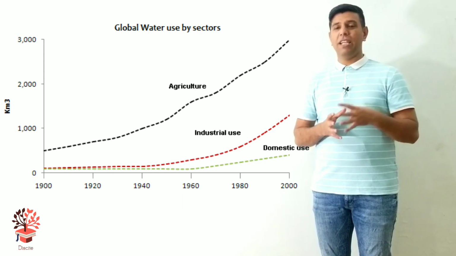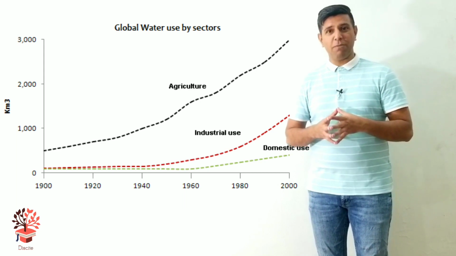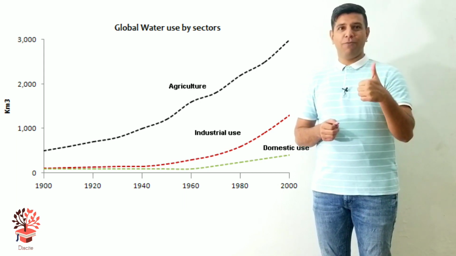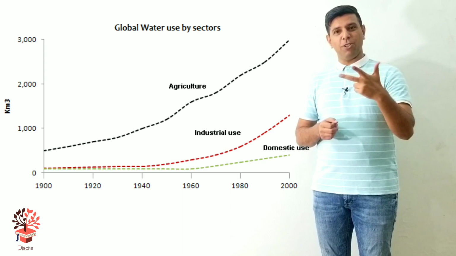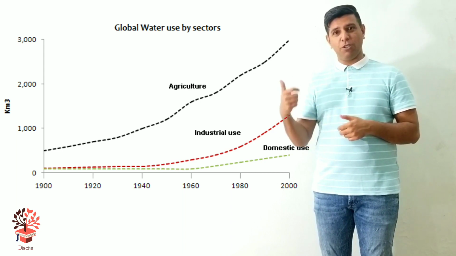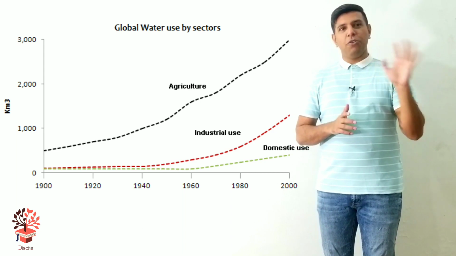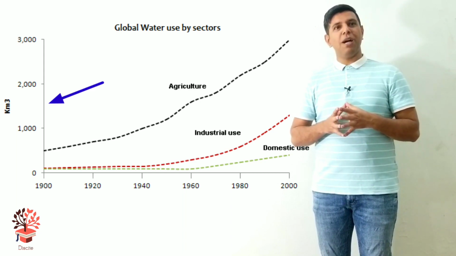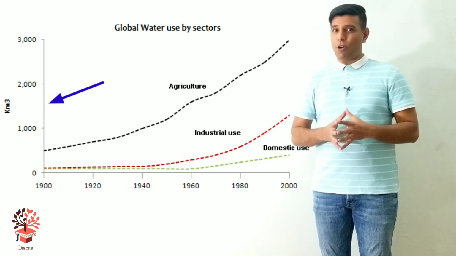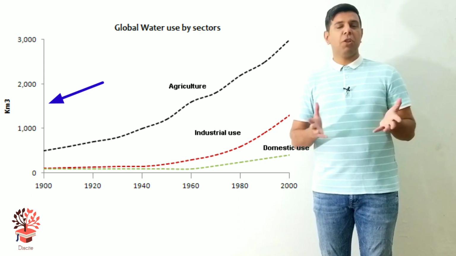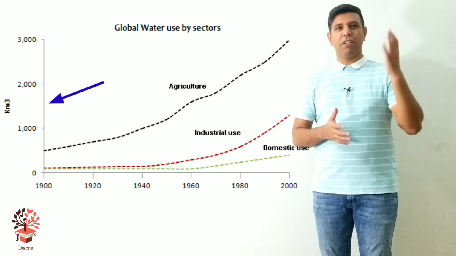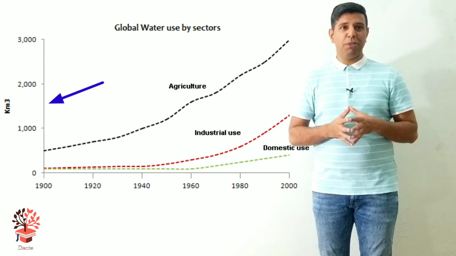We have three different sectors that we're talking about. We got industrial, domestic, and agriculture. So three sectors are there: industrial, domestic, and agriculture. If you look at the line graph, on the y-axis, you have the units of water. That is kilometer cube, and they start from zero and go up to 3,000 kilometer cube.